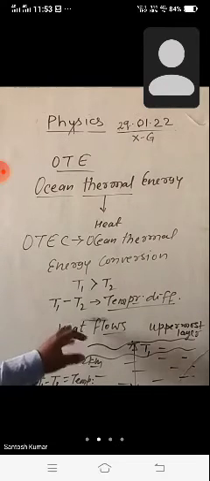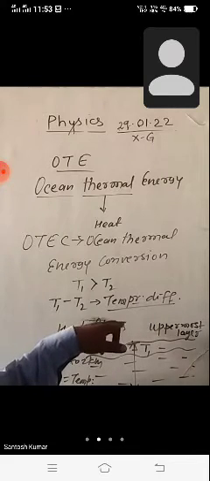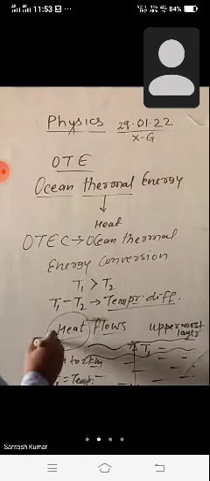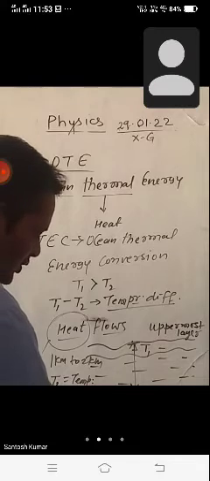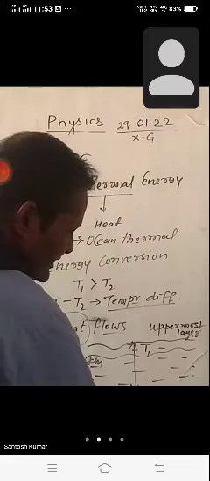So what is done? This temperature difference causes the heat to flow, and when the heat flows, this heat is used to boil ammonia. In some books, CFC has also been written.